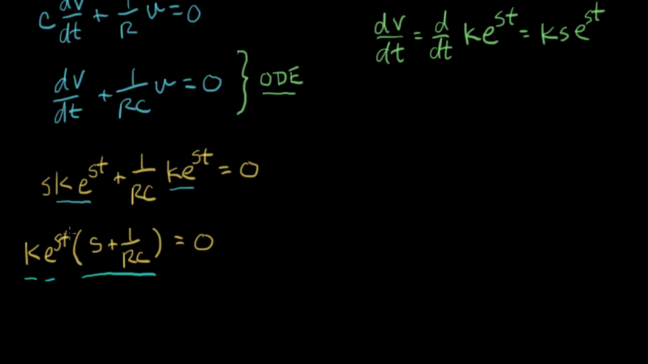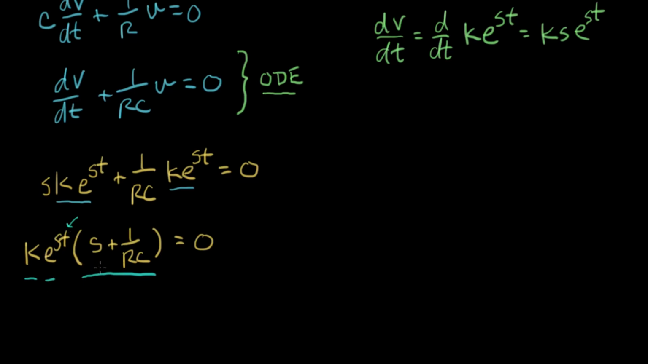Now, e^(st), we can make that go to 0, but that takes a long time because we have to let t go to infinity. s would have to be a negative number, and t would have to go to infinity, which is a long time to wait for something to happen. So that's not a very interesting solution either.